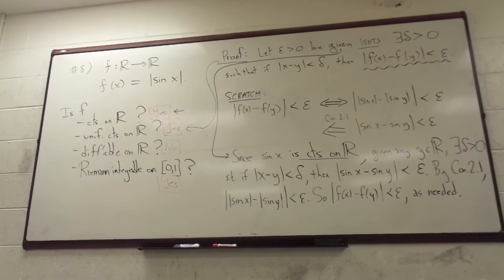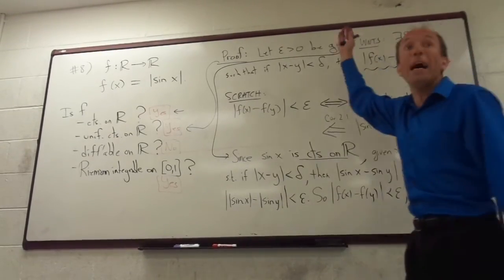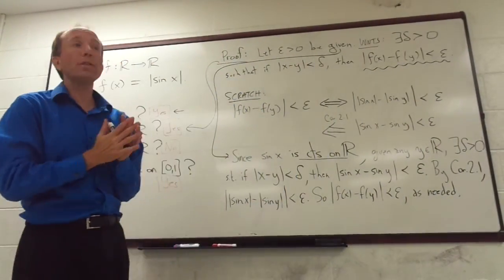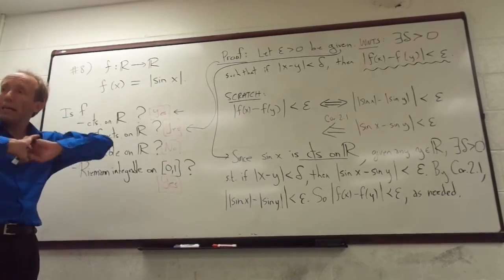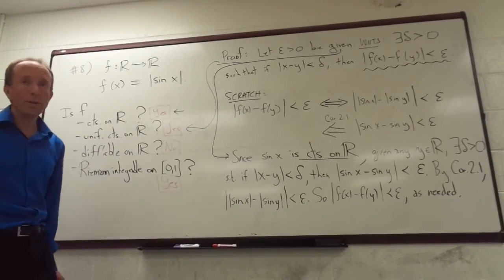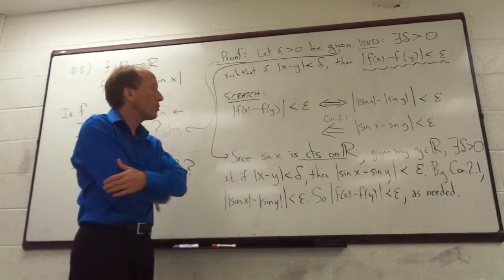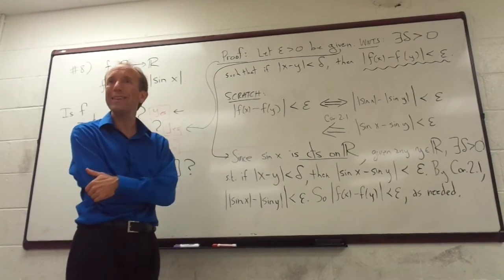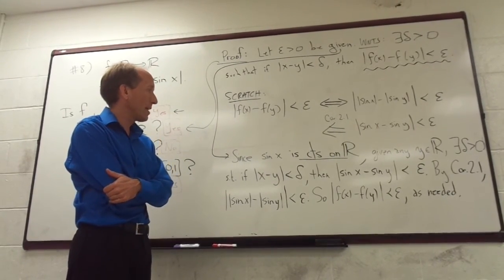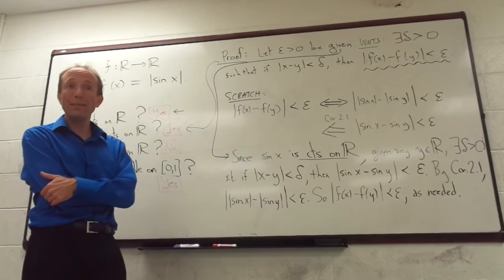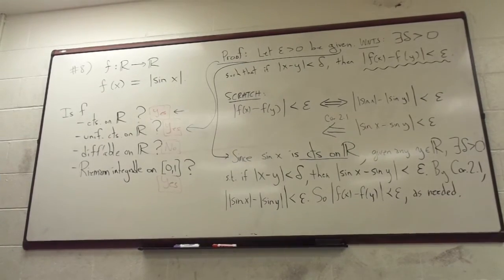Okay? That seem all right, guys? So that same delta that made sine of x continuous also works for the uniformly continuous? Yeah, that's the thing about it. We just have a single delta that works at all points of the real number line. Exactly. You just need one single delta. Exactly. Okay. Pretty nice. Pretty simple argument.